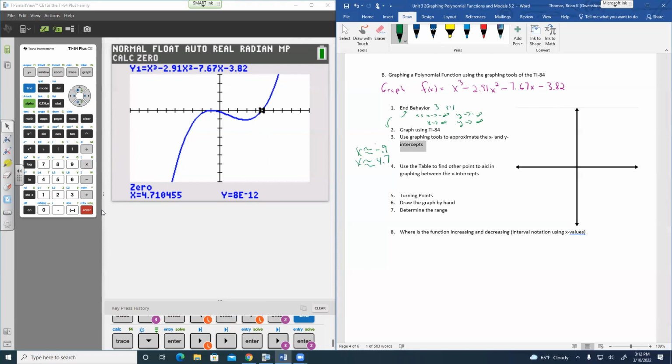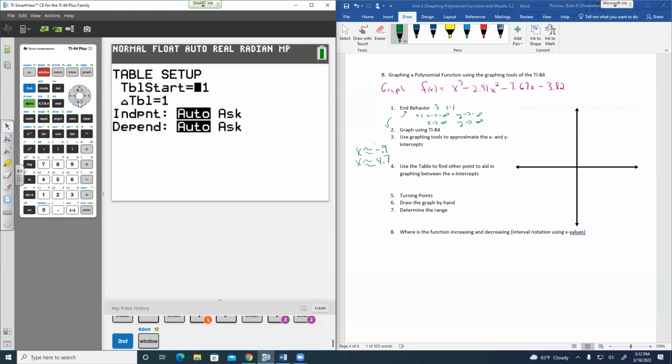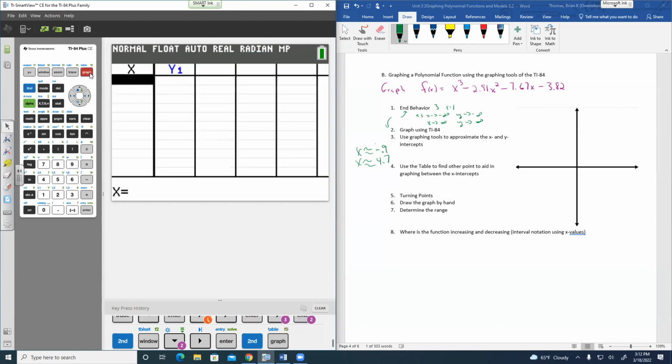So the y-intercept: the only way to find the y-intercept is to set x equal to 0. So what we can do here is, if I go to second and hit table set, I can change my independent variable to ask. If I do that, I can input the 0 in for x. So if I go second and hit table, and put 0 in for x, it'll give me my corresponding y value of negative 3.82. So that's going to be my y-intercept of negative 3.82.